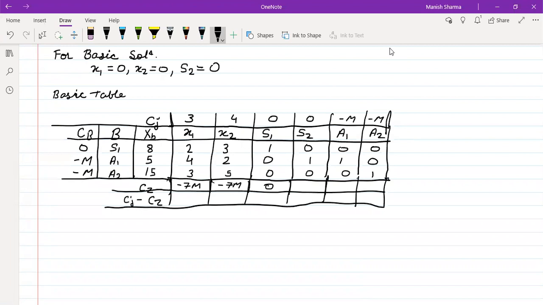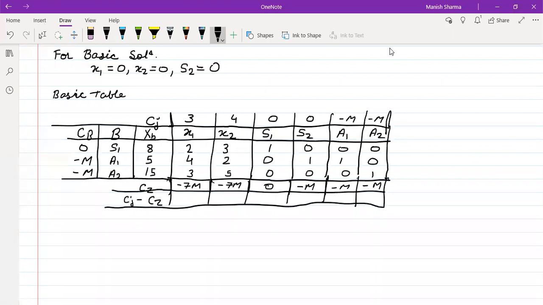Here it will be 0 into 0 into 0 is 0. 1 into minus M is minus M. Correct? Then 0 into M into 0 is 0. So this will be 0. Then 0 into 0 into 0 is 0. 1 into minus M is minus M. Then 0 into 0 is 0, 0 into M is 0. Correct? Any doubts? And the last one will be equal to minus M. So this last one is also equal to minus M.